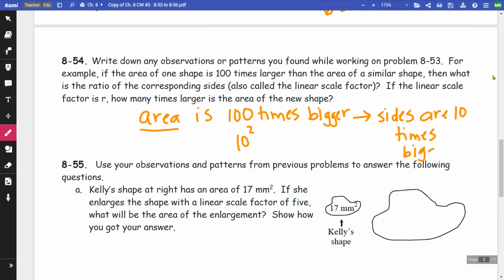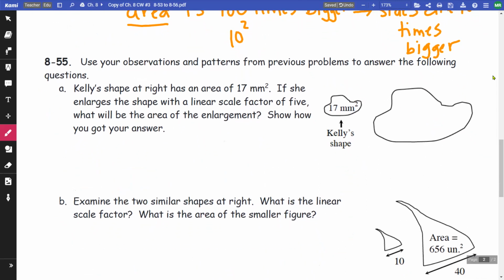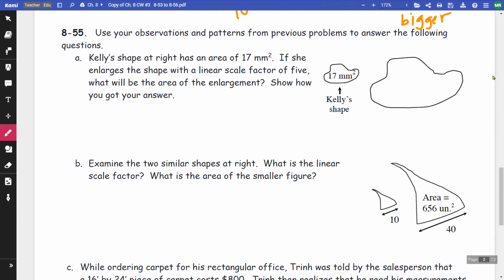Okay, we're going backwards this time. Instead of starting with the sides and finding the area, we're going the opposite direction. On 55, use your observations and patterns from previous problems to answer the following questions.